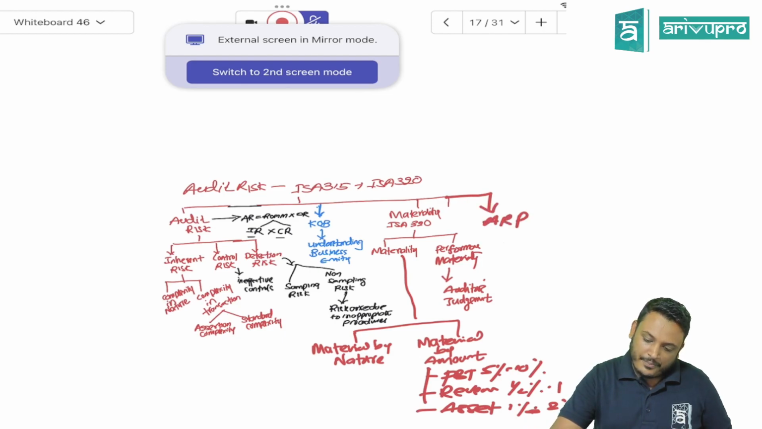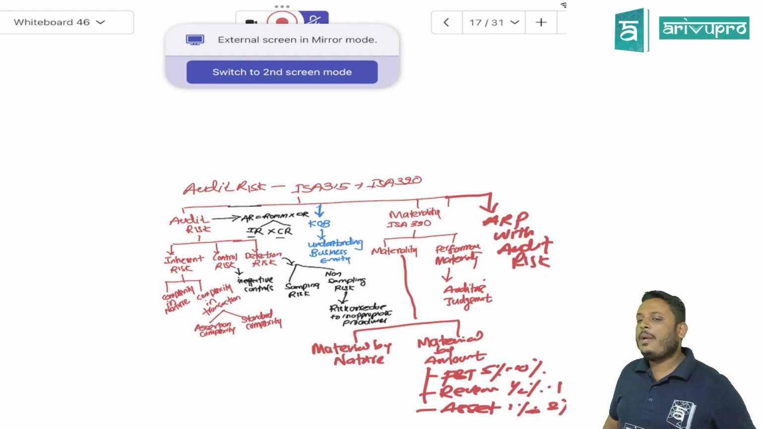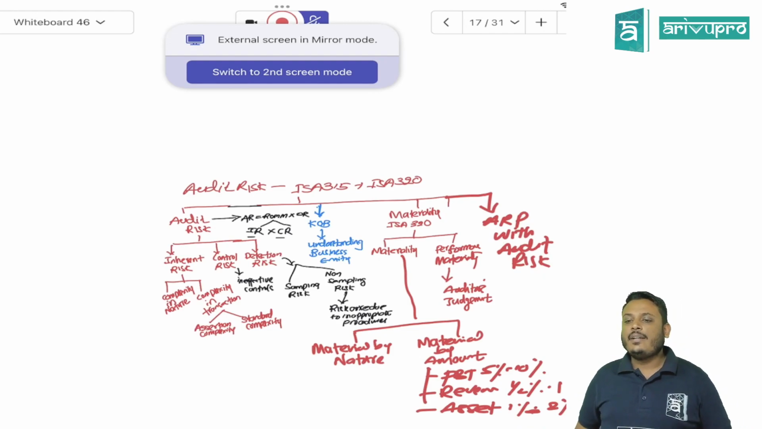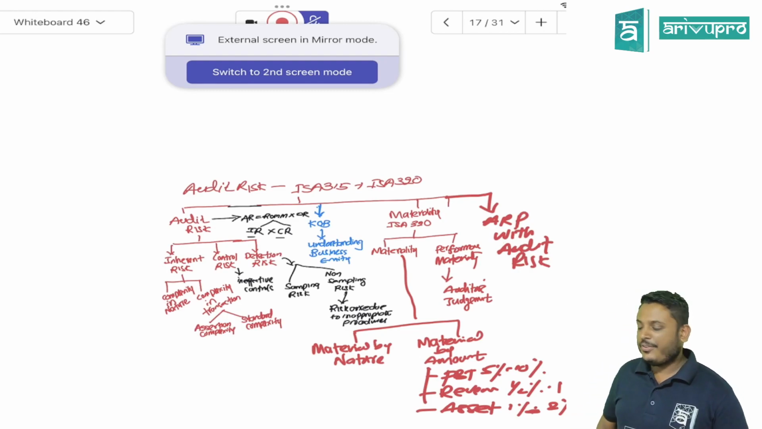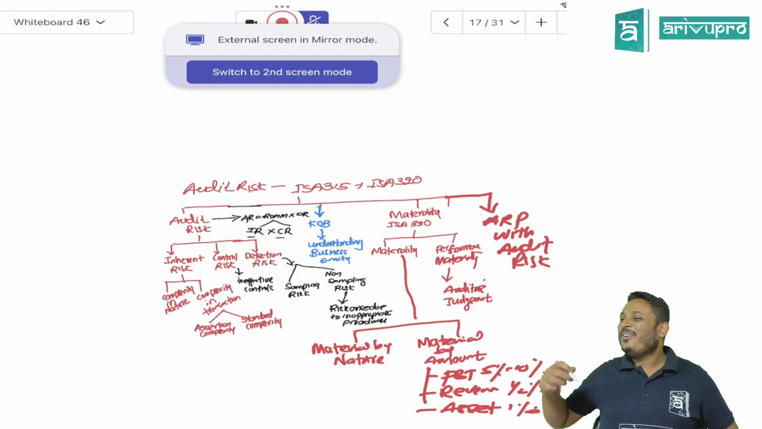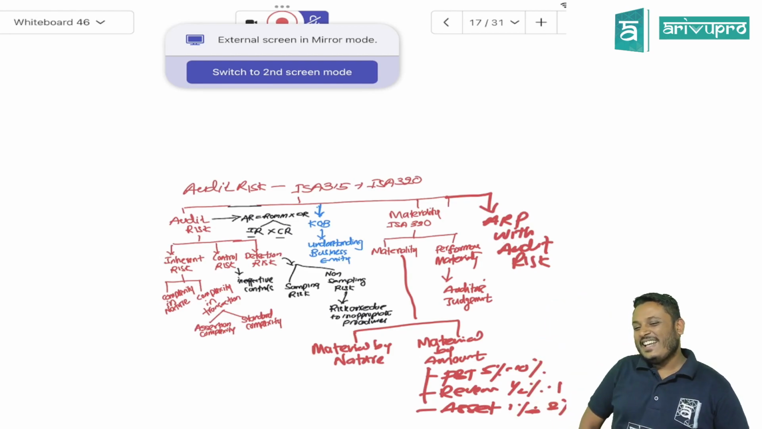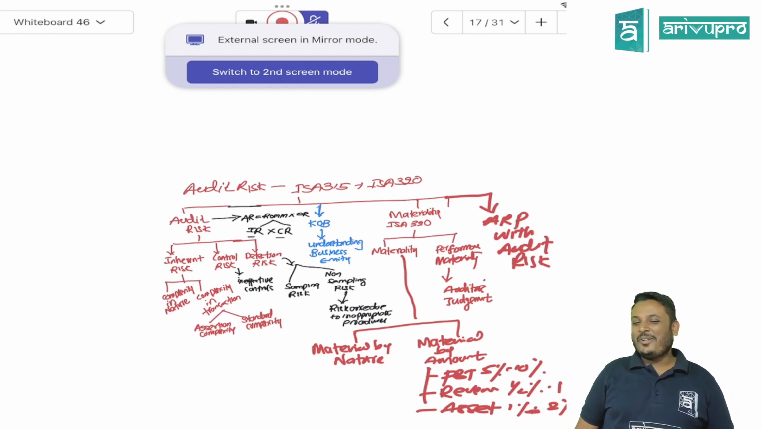ARP with audit risk. Write that also. ARP means analytical review procedures. Wherever it's possible, write it down. If you can't write down, put an arrow up and write down. ARP with audit risk. That's all, don't worry.